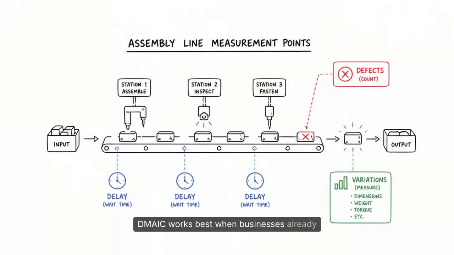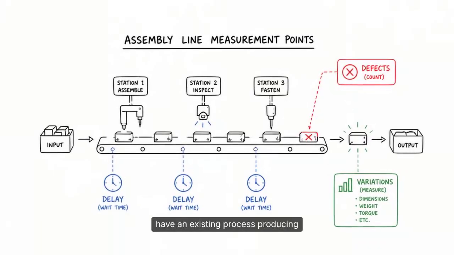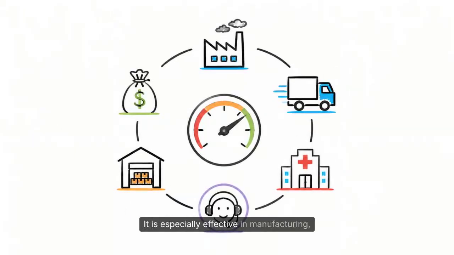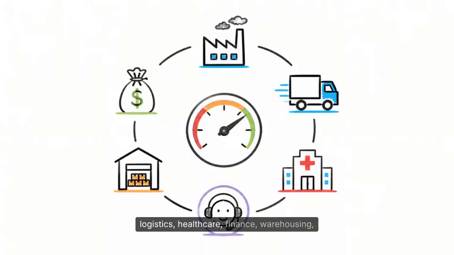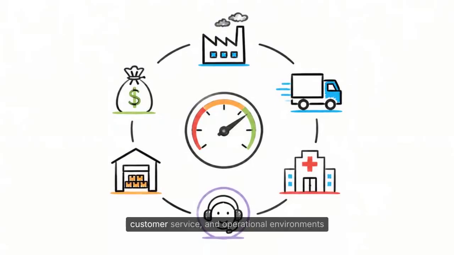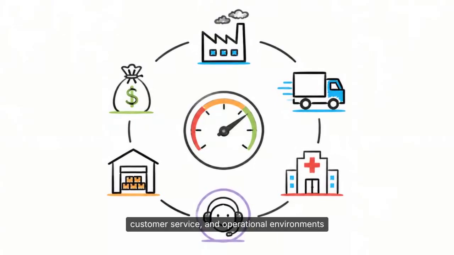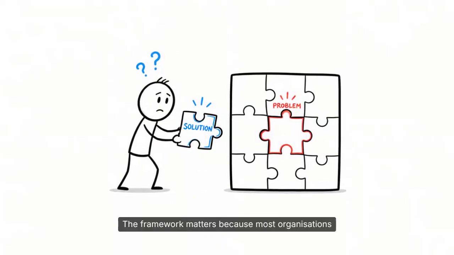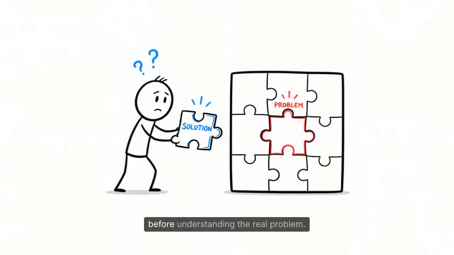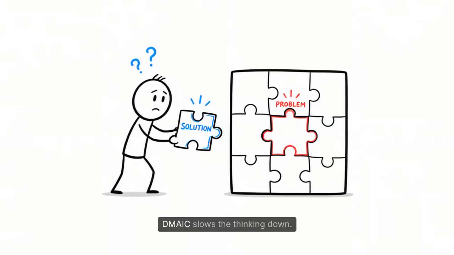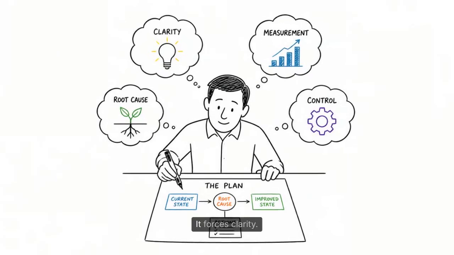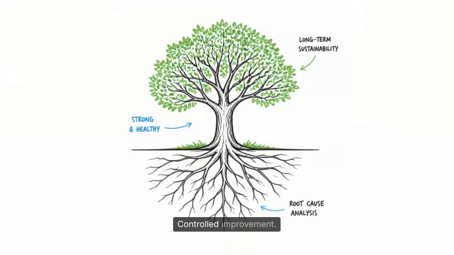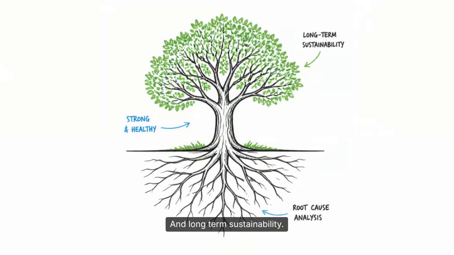DMAIC works best when businesses already have an existing process producing measurable defects, delays, or variation. It is especially effective in manufacturing, logistics, healthcare, finance, warehousing, customer service, and operational environments where performance can be measured clearly. The framework matters because most organizations jump straight into solutions before understanding the real problem. DMAIC slows the thinking down. It forces clarity. Measurement, root cause analysis, controlled improvement, and long-term sustainability.